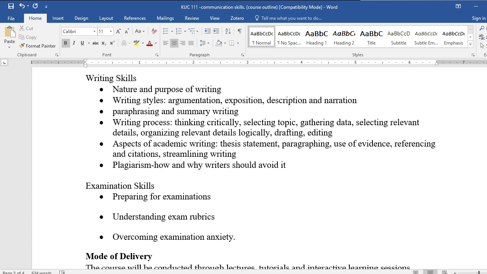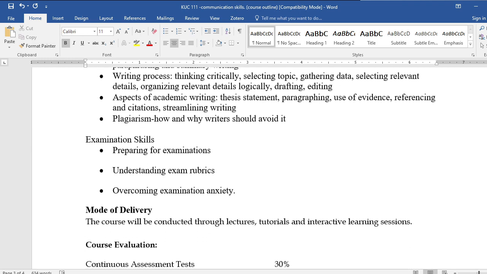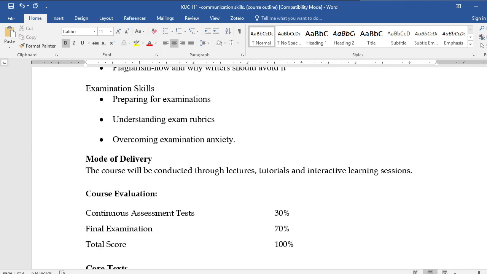Among the skills you need to develop is the writing skills, and so we'll look at the nature and purpose of writing. We'll look at the number of writing styles, the writing process, aspects of academic writing, and then how and why writers avoid plagiarism. Examination skills will close up our course, where we'll look at the preparation for exams, understanding examination rubrics, and overcoming examination anxiety.